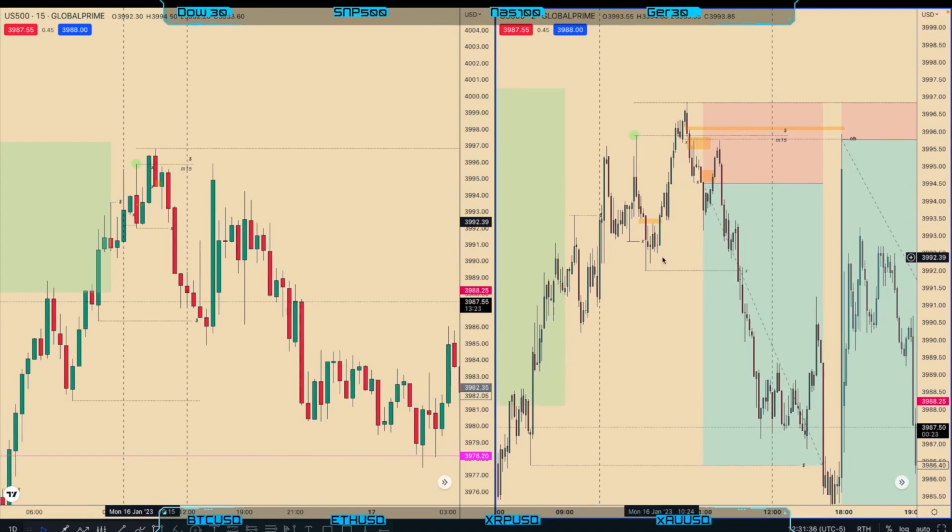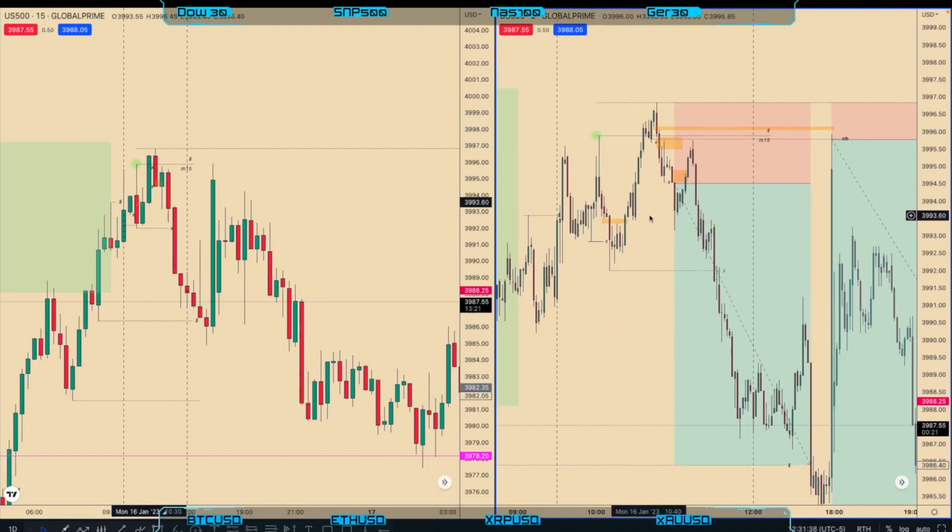On the lower time frame, I took my entry on the M2 time frame. The reason why I took my entry on the M2 time frame is because it gives me a little bit more information than the M5, not as much as the M1, but it's all good.